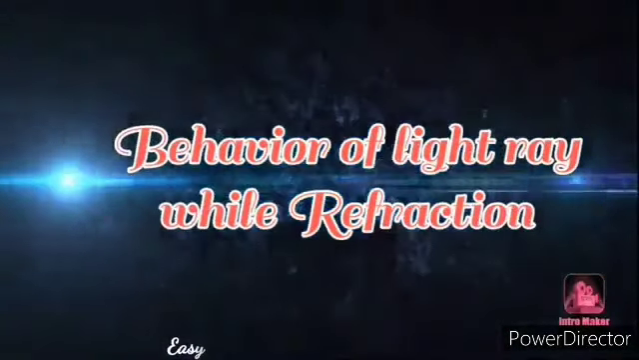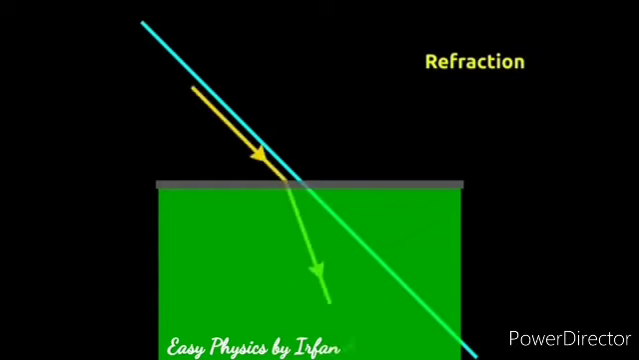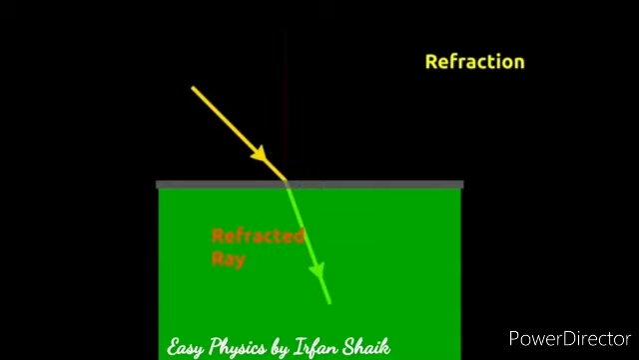Behavior of light ray during refraction. When a light ray travels from one medium to another, it doesn't travel in the same direction, it bends. This is called refraction, and the bent ray is called a refracted ray. The perpendicular line at that point is called the normal. Light can bend towards or away from the normal line. Let us see examples.